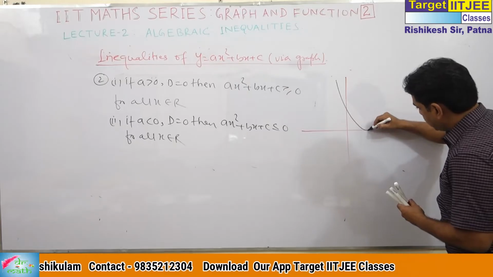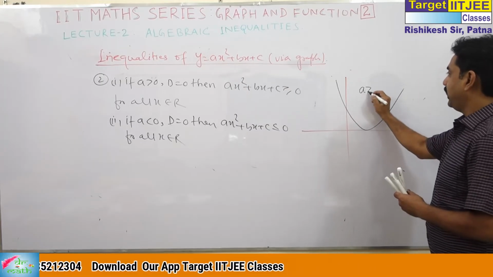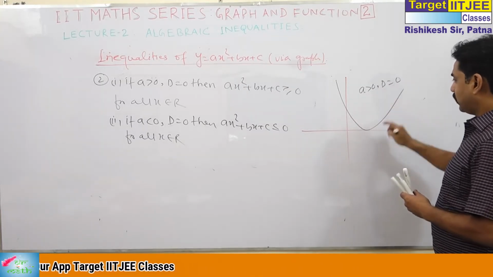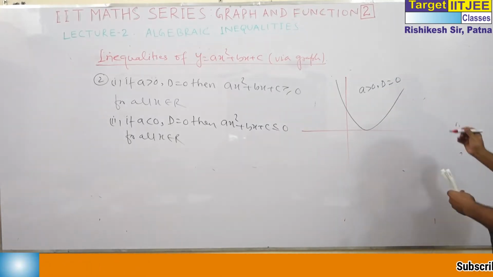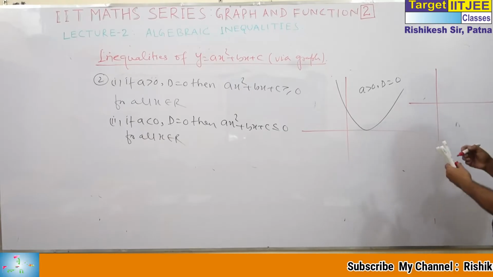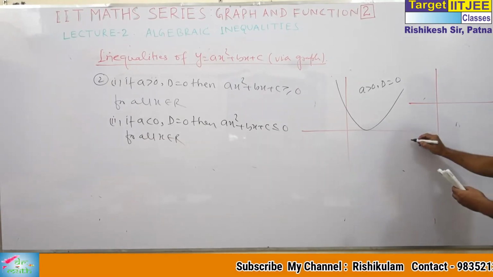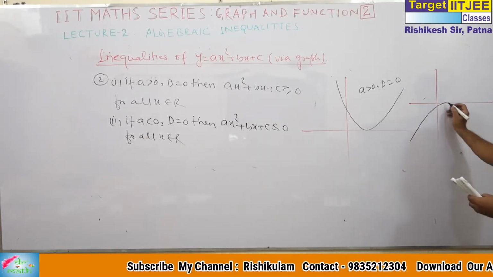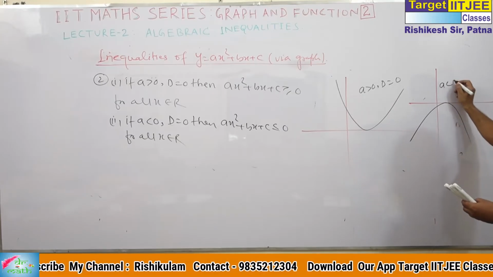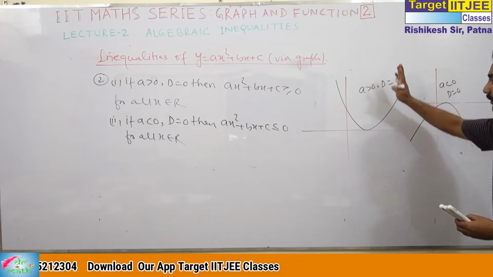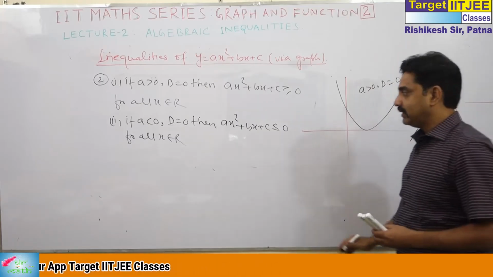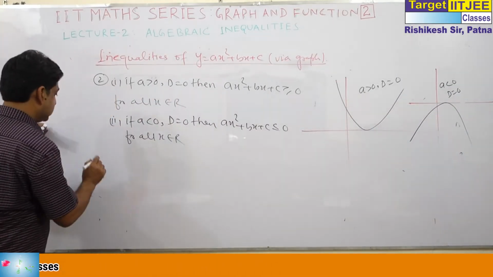If a is greater than 0 and D is equal to 0, the graph touches the x axis at the touching point and always lies above the x axis. If a is less than 0 and D is equal to 0, it always lies below the x axis. So 0 or positive lies above the x axis, 0 or negative lies below the x axis.